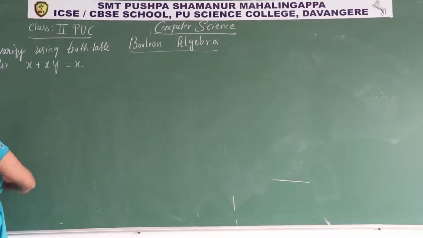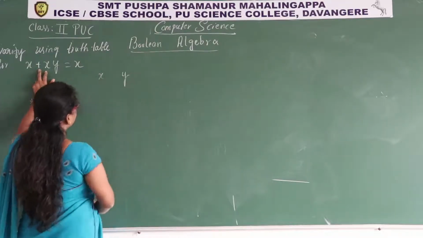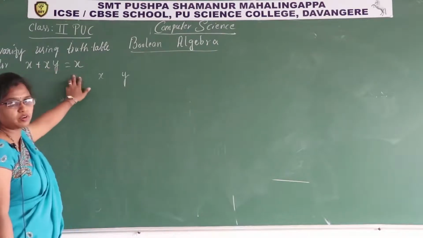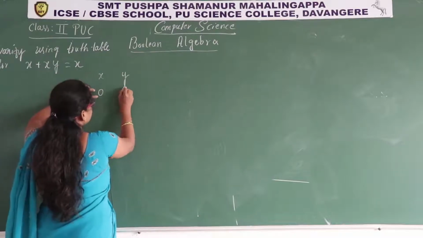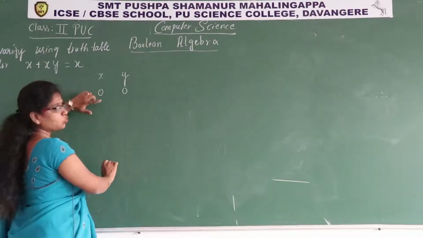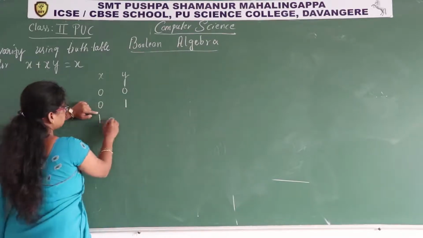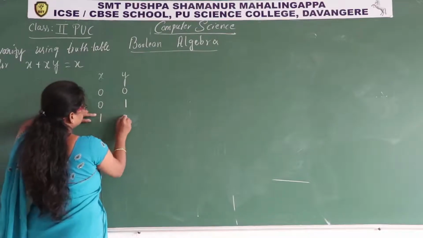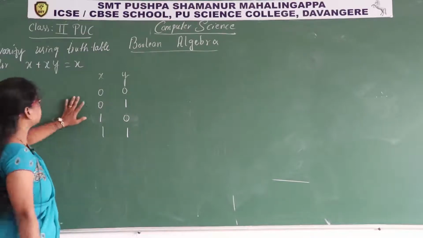How many different variables are there in this expression? 2 different variables, x and y. So how many possibilities or combinations will we get? 4 combinations, because 2 to the power of 2 is 4. Let us start from 0, 0, 0. How to write 1 in 2 bits? 0, 1, and 3: 1, 1. 0 to 3, total 4 possibilities here.